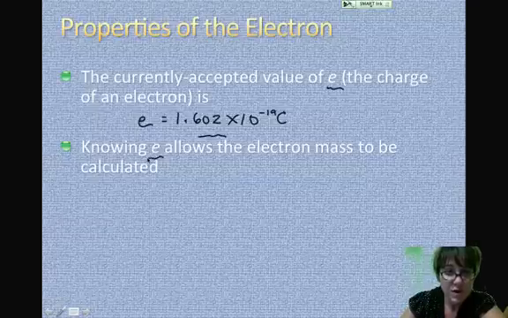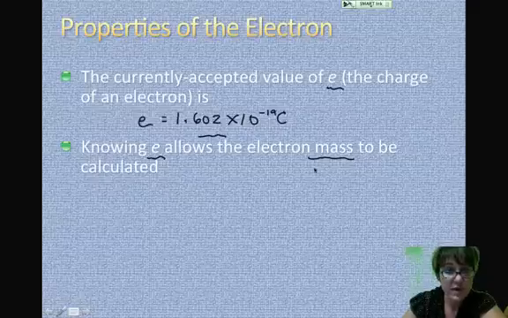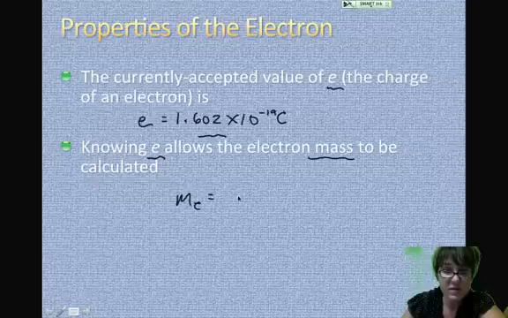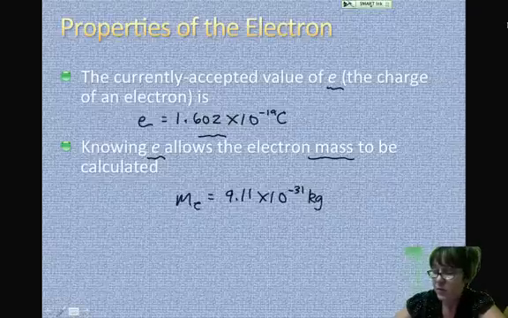But knowing the charge then allowed us to calculate the mass of an electron. We can't weigh it directly because we don't have a scale that's small enough, but the mass of an electron was determined to be 9.11 times 10 to the negative 31 kilograms. That's incredibly small, and we don't have a balance that can weigh things that tiny.